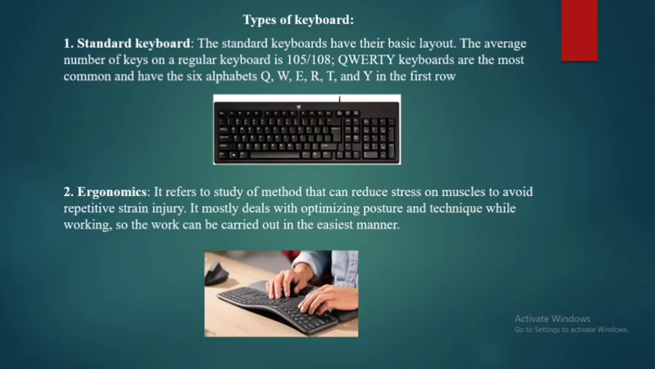Okay, so it mostly deals with optimizing posture, that means it is flexible. The keys are very smooth, and the technique while working is such that the work can be carried out in the easiest manner. So an ergonomics keyboard is flexible and optimizes posture. That reduces some stress on your muscles, and also reduces some strain injuries. The keyboard is flexible and the keys are very smooth, so that we can carry out our work in an easier form. So this is regarding ergonomics keyboard.